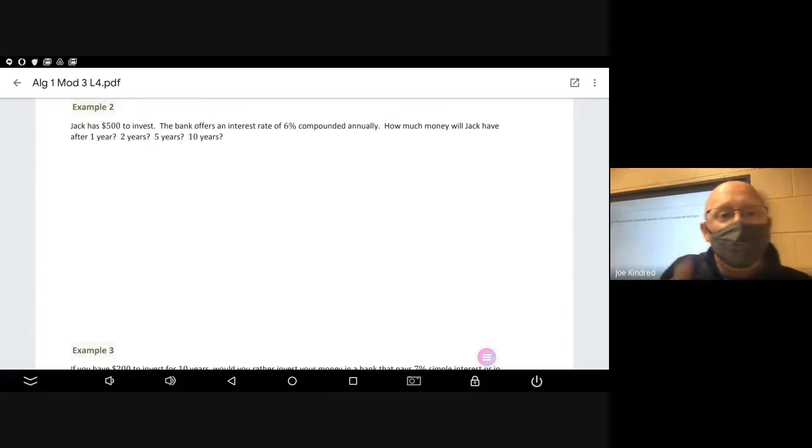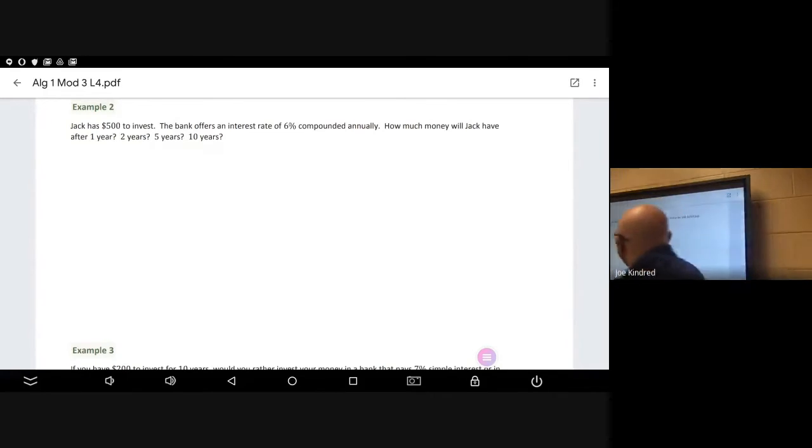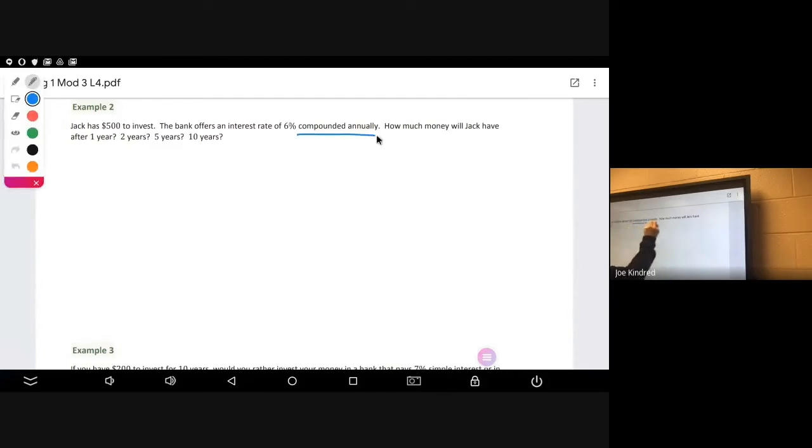Okay, so this is what's called simple interest. This is lesson 4. This is our next problem, example 2. And so we had simple interest, and now we're going to talk about that next level, which is compound interest annually. So we're going to start this problem, and then you'll finish it.